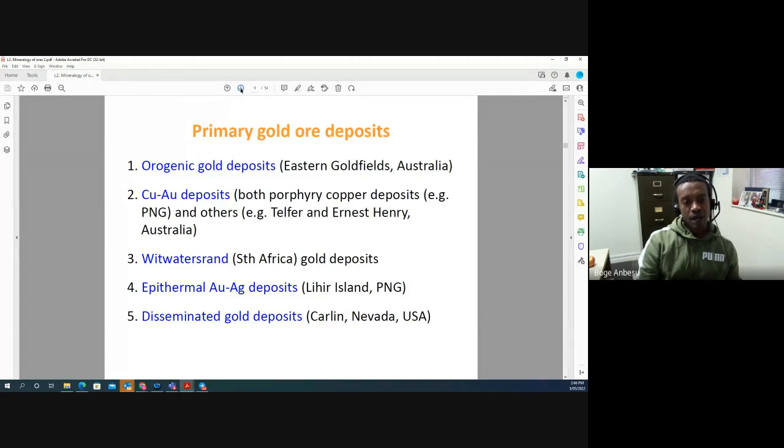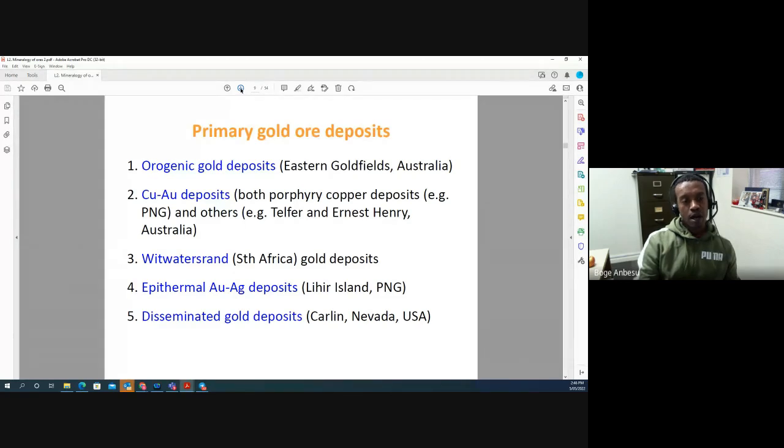Disseminated types are, as the name implies, where the gold is disseminated all over the rock. In this case, it's fine-grained, and processing is slightly more complicated. So you might consider fine grinding and so on to be able to extract the gold.